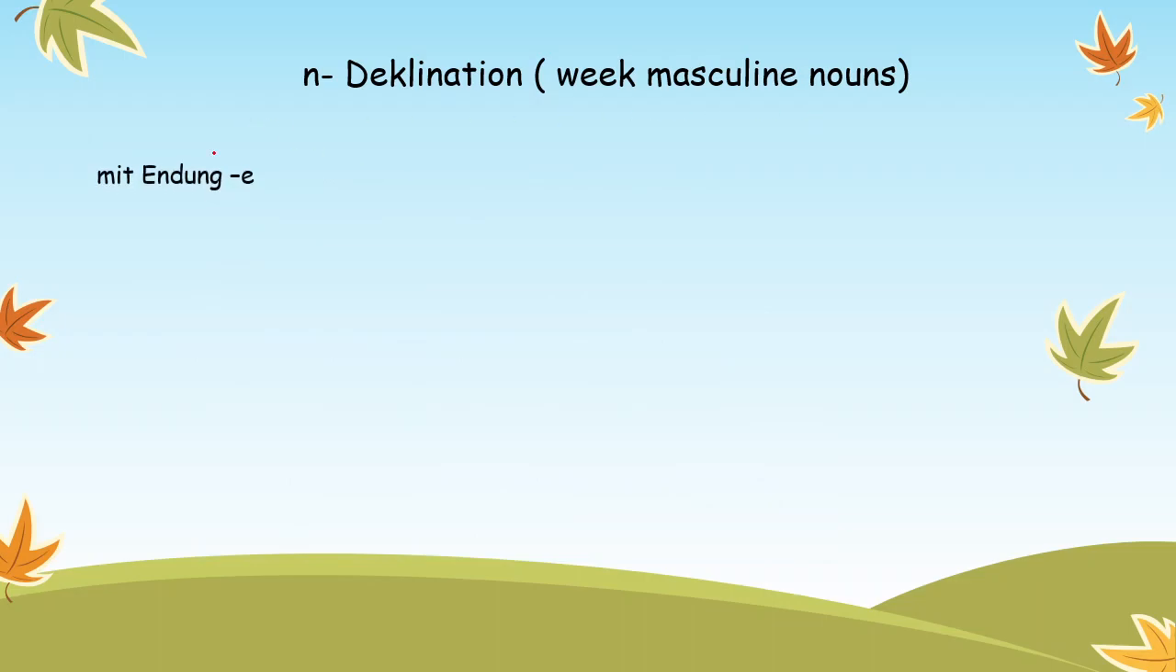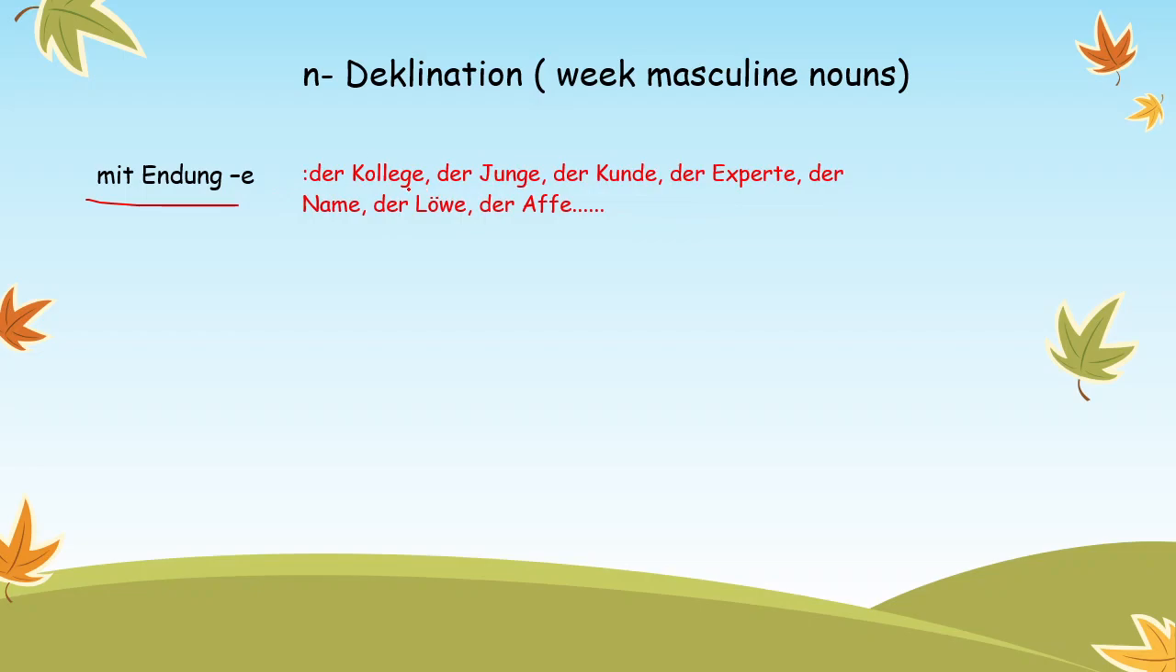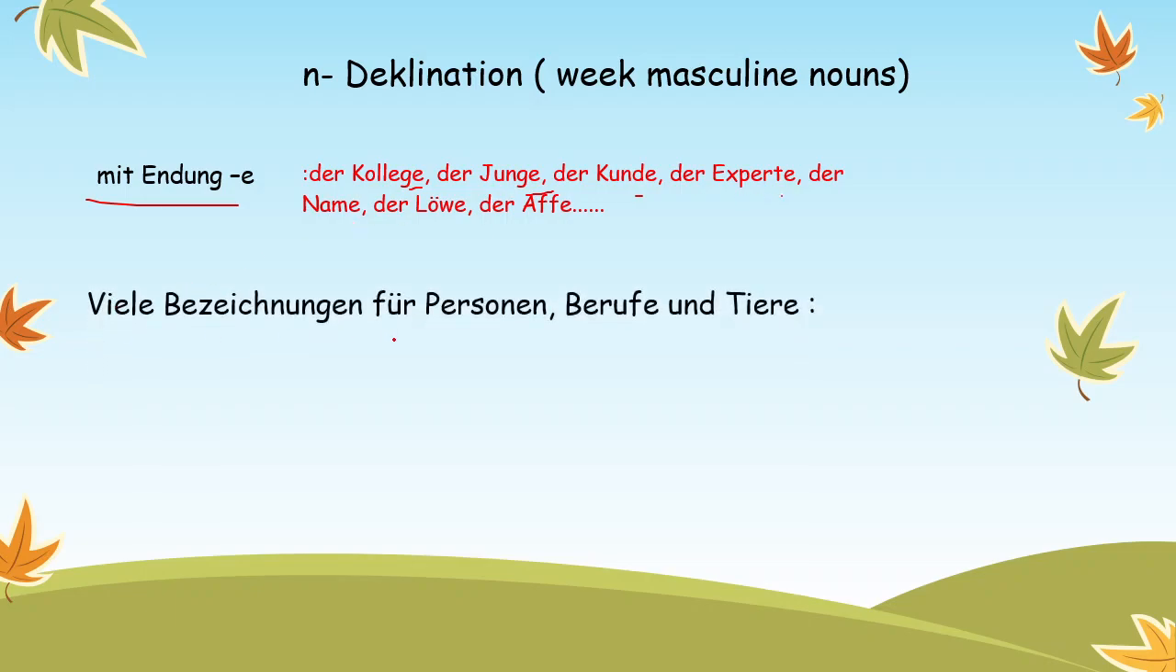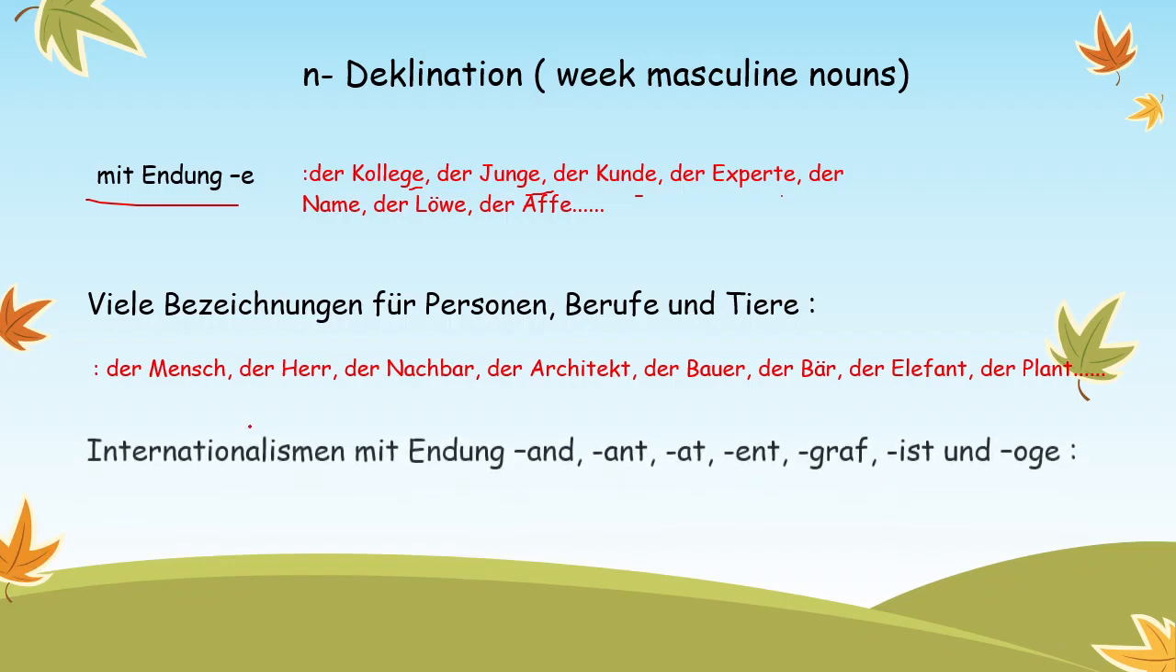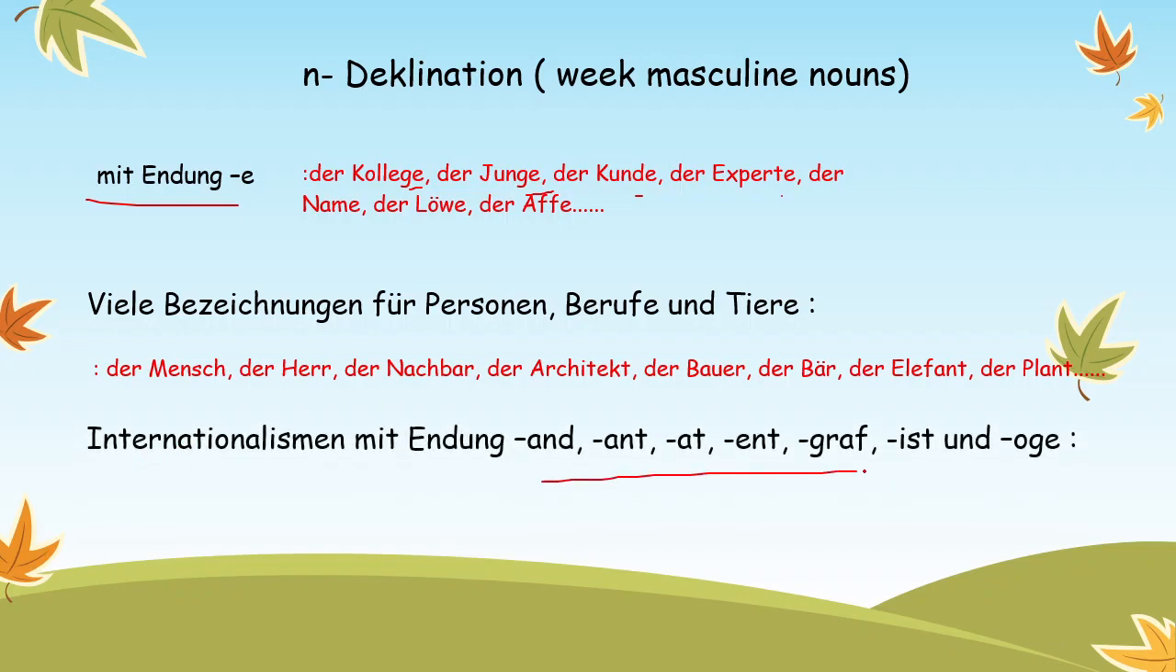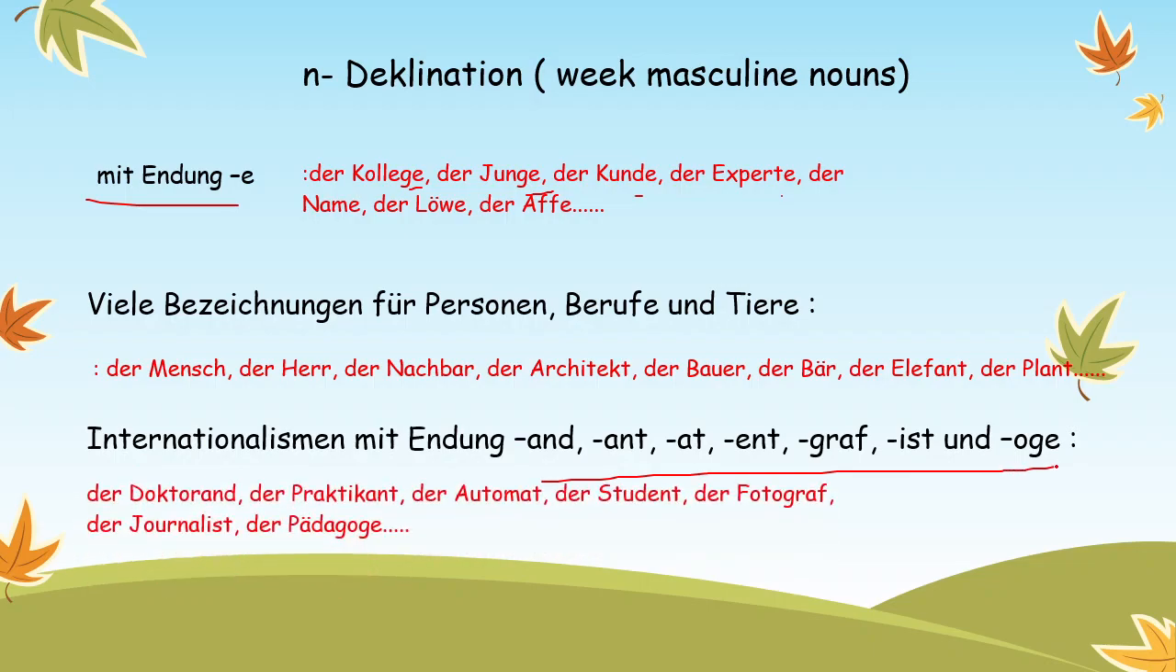What are the weak masculine nouns? Mit Endung E, the nouns ending with E: der Kollege, Junge, Kunde, Experte, Name, Löwe. Viele Bezeichnungen für Personen, Berufe und Tiere. Many terms for persons, professions and animals. Der Mensch, der Herr, der Nachbar. And some international words which end like this.